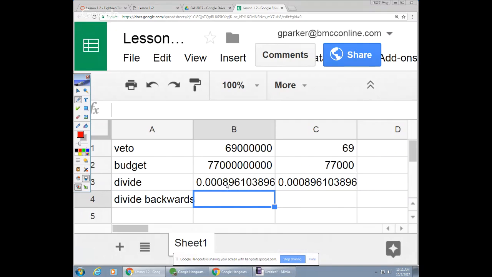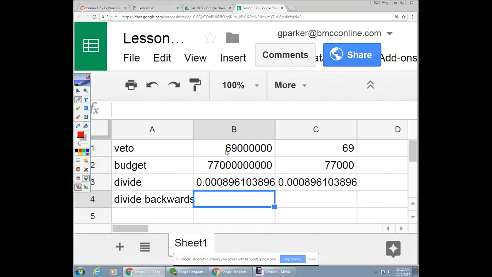So I'm going to divide backwards. Let's see, what could I round this up to be? What would you call it if I rounded it up right here? 1. Let's see, 10th, 100, 1,000, it's about 1,000th. If I rounded right here, you with me? So he's vetoing about 1,000th part of the budget. Is that a lot? 1,000th of the budget, that's pretty little.